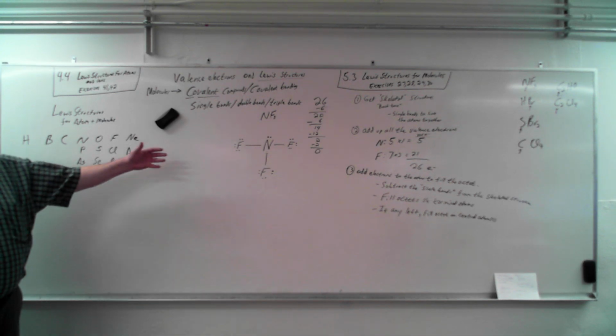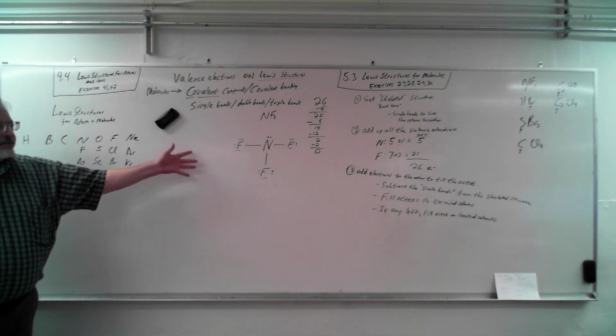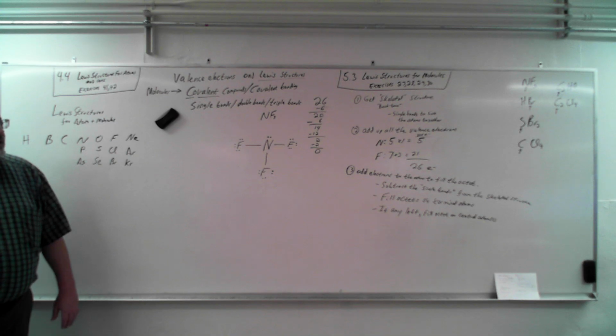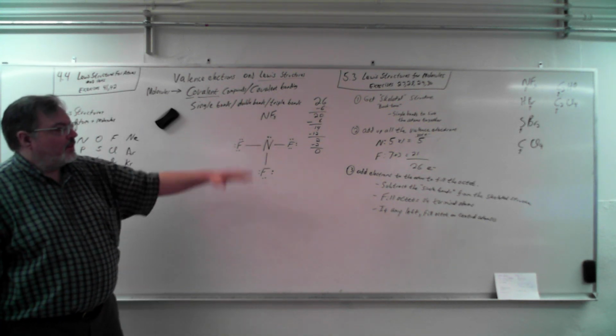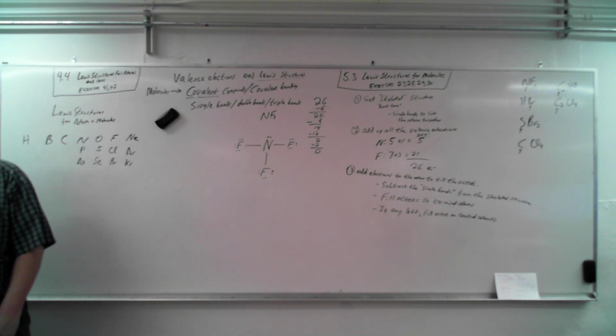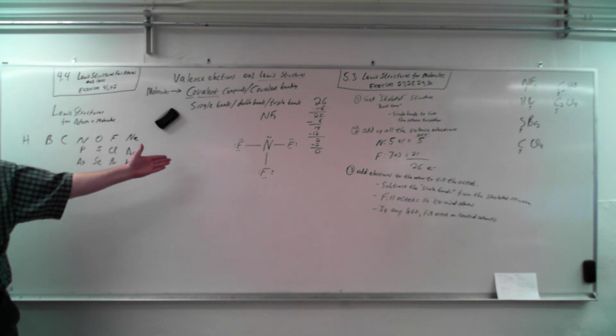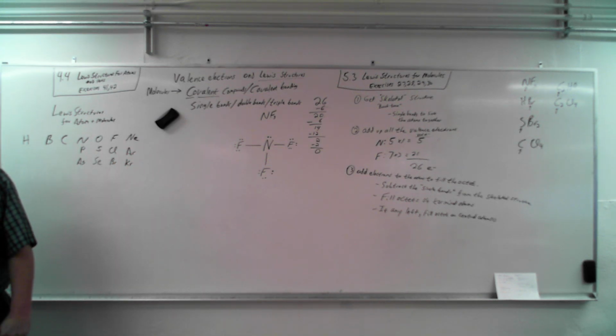The more complicated ones of these, there's more to do than that, but this one is nice and simple and it's all done. What I'm looking for is the full octet on all the atoms. If I follow these rules, once I get a full octet on all the atoms, I can stop there. That's the Lewis structure for NF3.